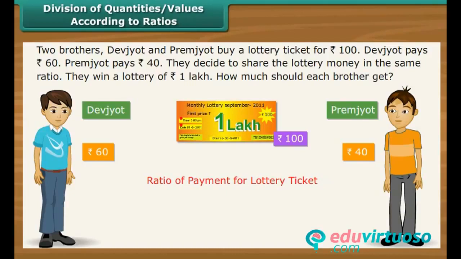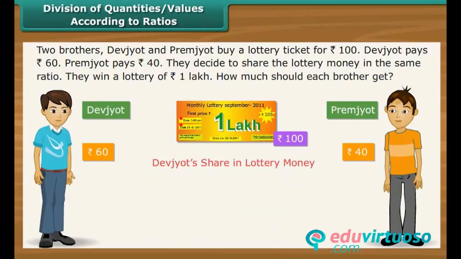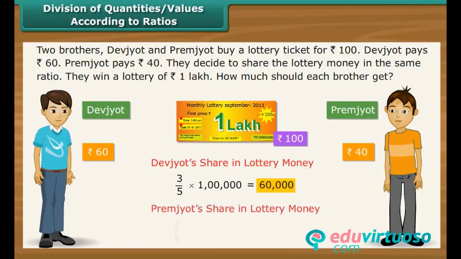Let us find first the ratio of their payments. Ratio of payment for lottery is 3:2. Devjot and Premjot will share the lottery money in ratio 3:2. It means that out of every 5 rupees won, 3 will go to Devjot and 2 will go to Premjot. Devjot's share in the lottery of ₹1 lakh is ₹60,000. Premjot's share is ₹40,000.